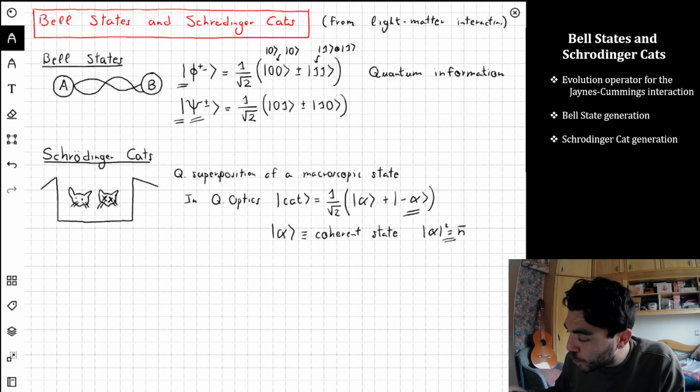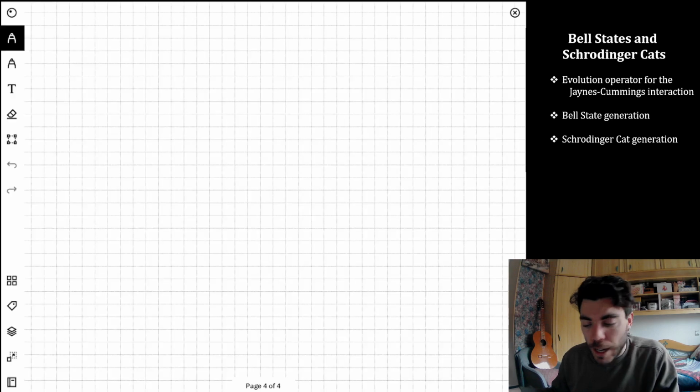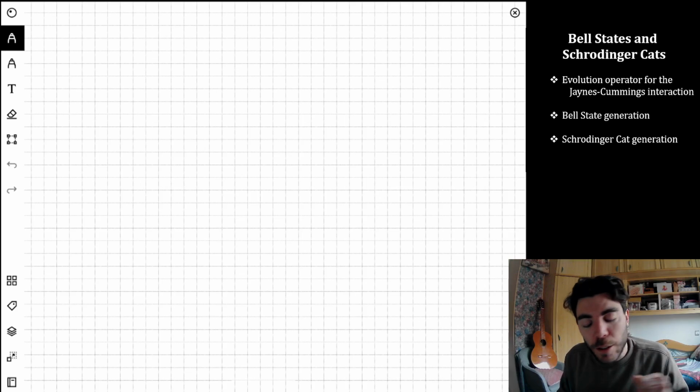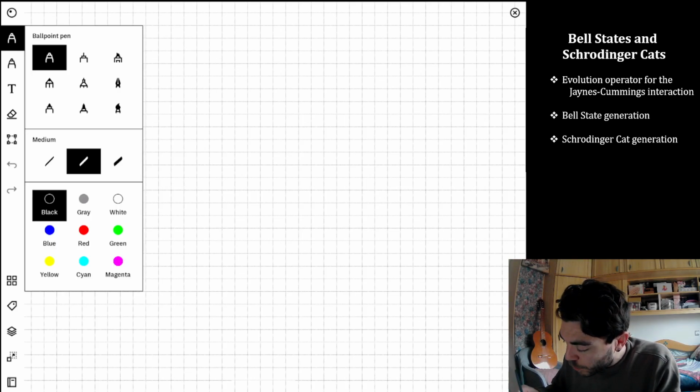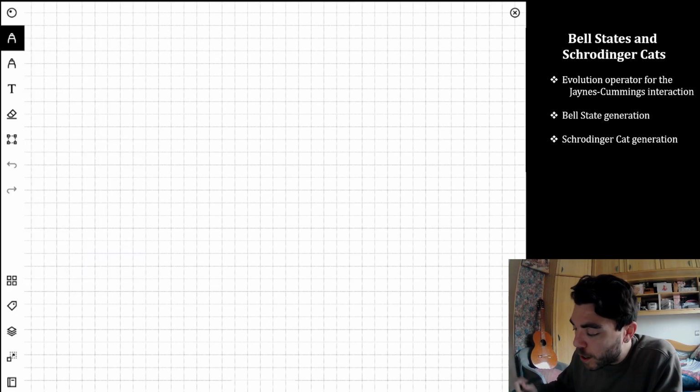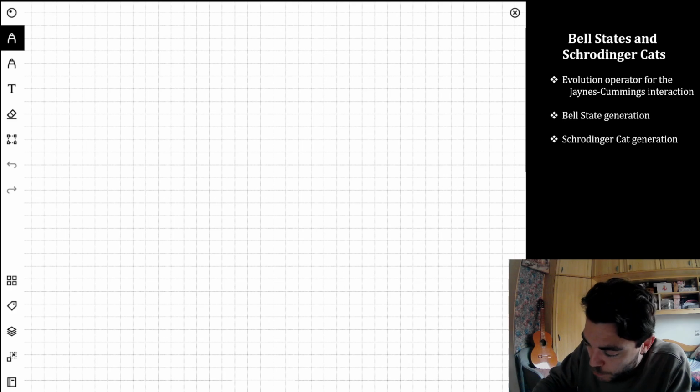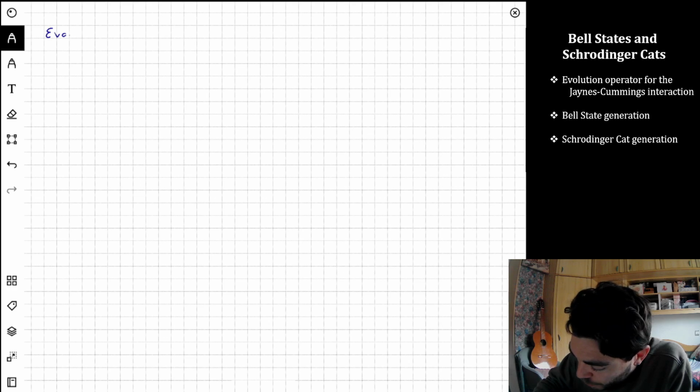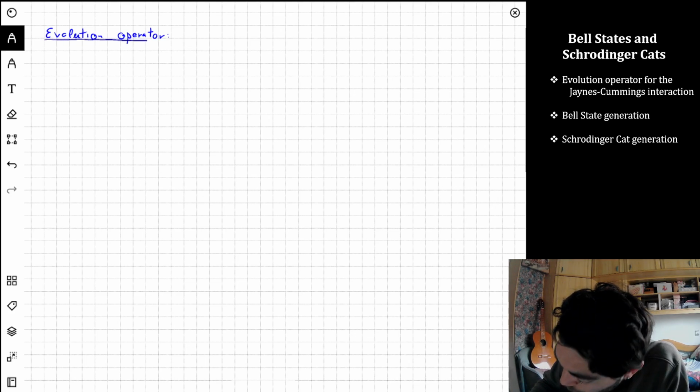In order to create these two states, we will need to make a protocol in time, and for that it will be very useful to compute the evolution operator. So I will do a little detour at the beginning so that we know what we have to do in order to create the states, but just bear with me. So the evolution operator is an operator that does what you would think it does. It evolves the wave function.